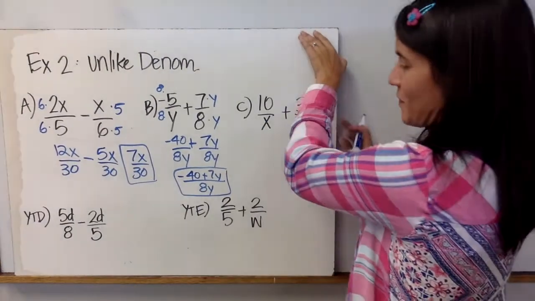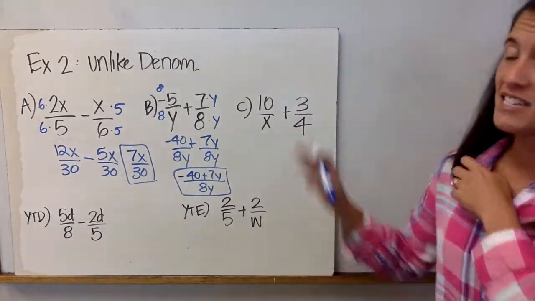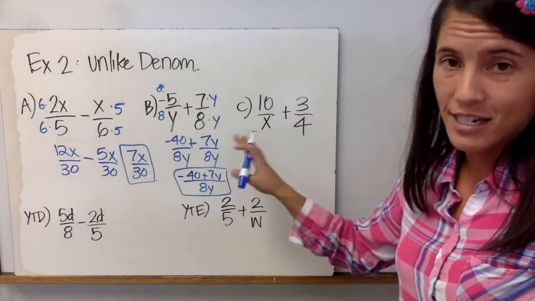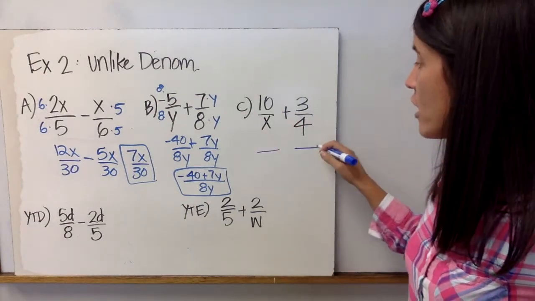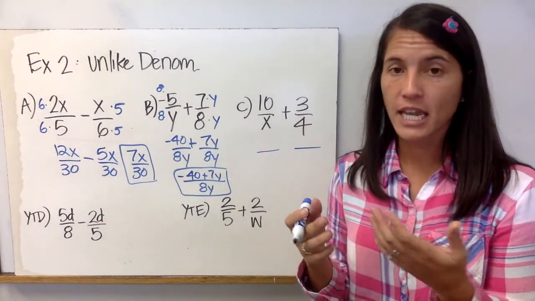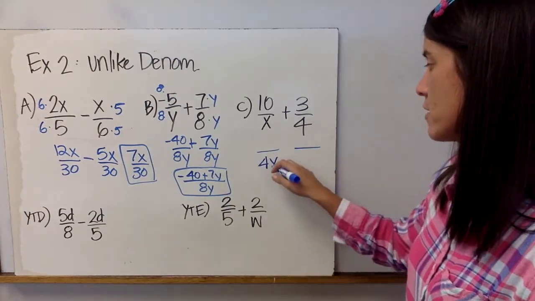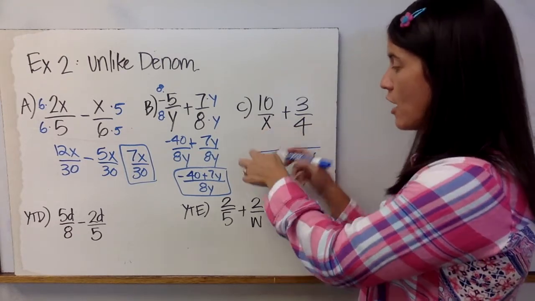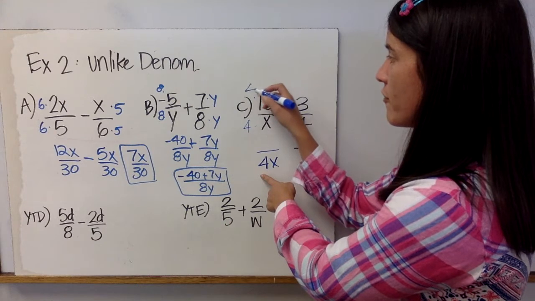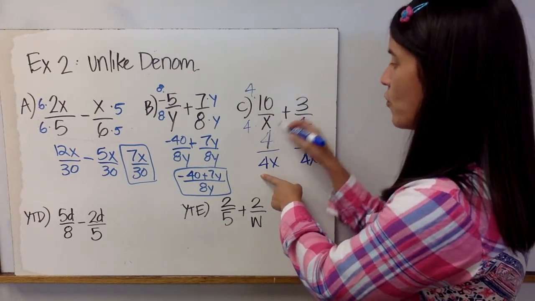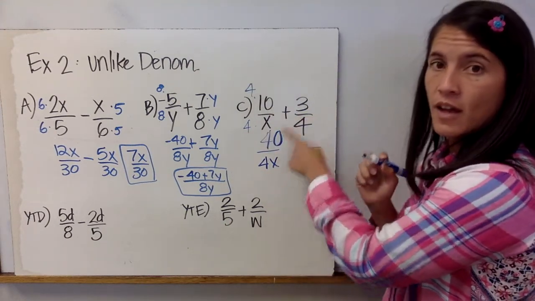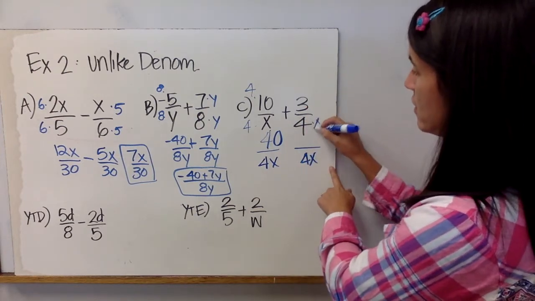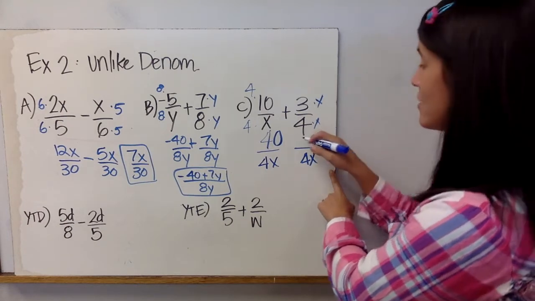All right. So letter C is very similar to B, and it has a variable and a constant as our denominator. For a common denominator, I'm going to multiply them together, and I'm going to get 4x, because x times 4 is 4x. Over here, I needed to multiply by 4, so I get 40. Over here, I needed to multiply by x, because 4 times x is 4x. And 3 times x is 3x.